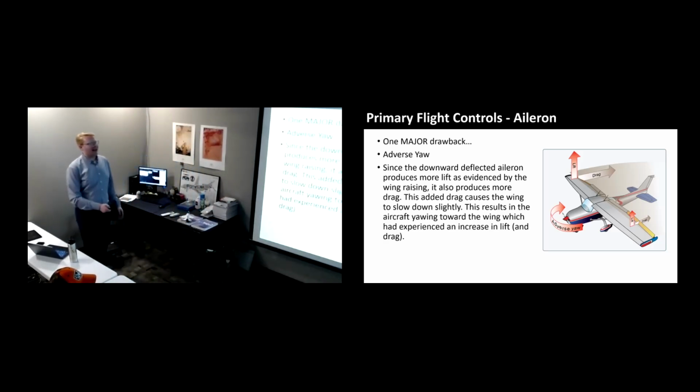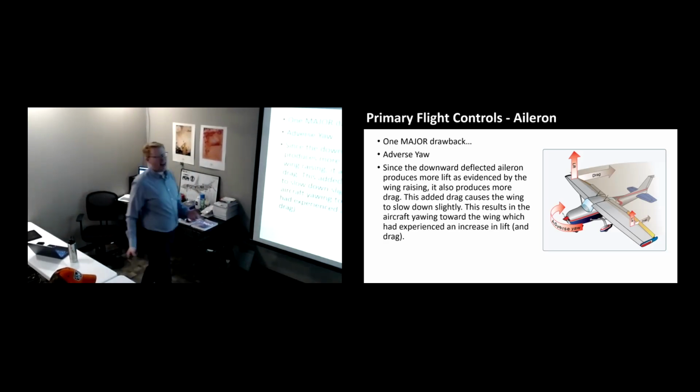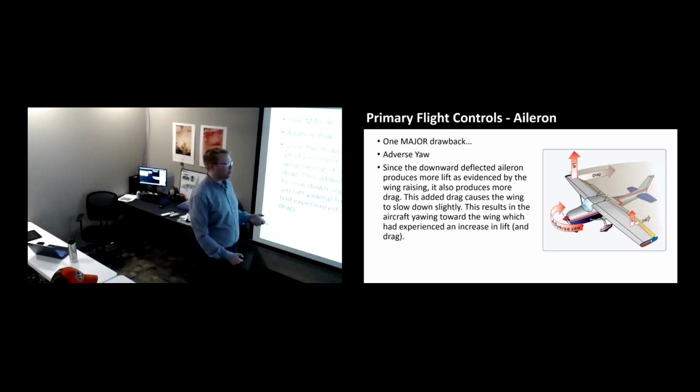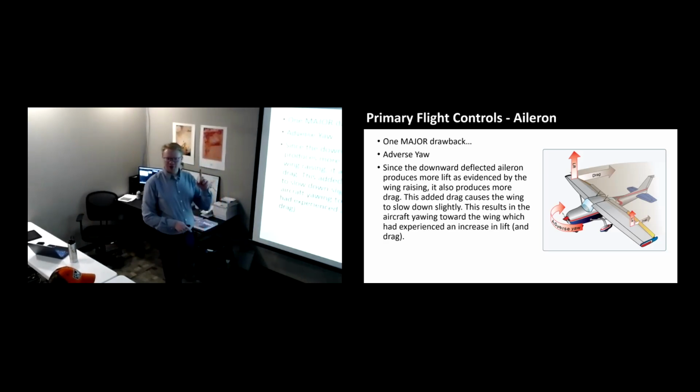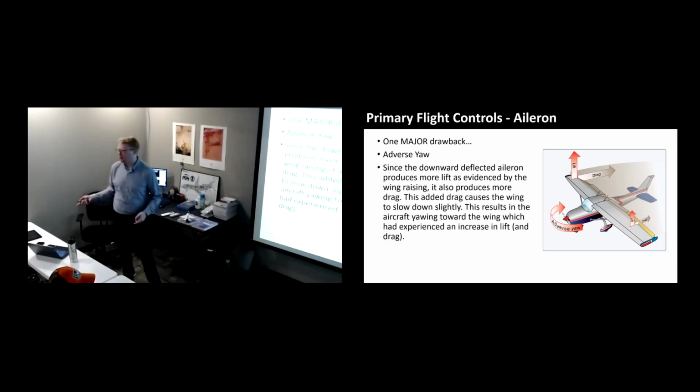So the other wing has a higher lift portion because the chord line, the trailing edge of the wing, is falling down. It's got a higher angle of attack, producing more lift, giving you a rolling moment. The byproduct is more drag, because the more lift we produce, the more drag we produce as well.